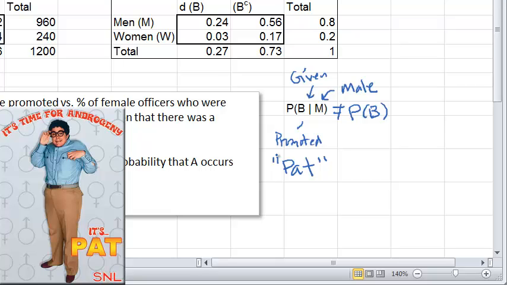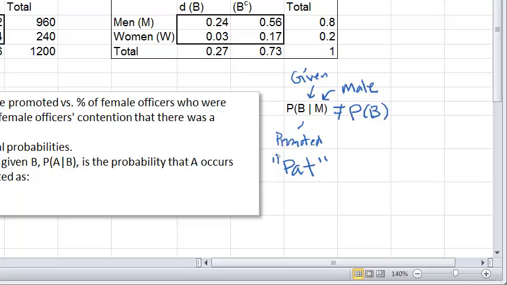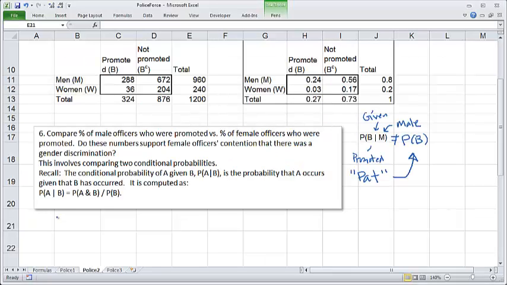Anyway, knowing a person's name is Pat doesn't give us any additional information, so the probability this Pat was promoted would just be the probability of promotion. The promotion rate among men is the percent of male officers who are promoted, and this is a conditional probability. So this is what we want: the percent of male officers who were promoted is the probability of promotion given a male officer. So P of B given M.